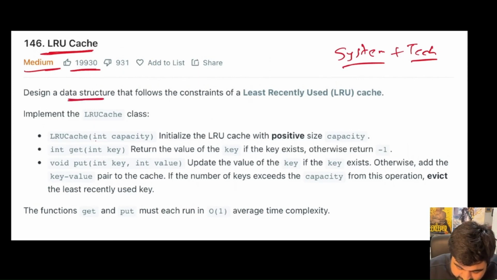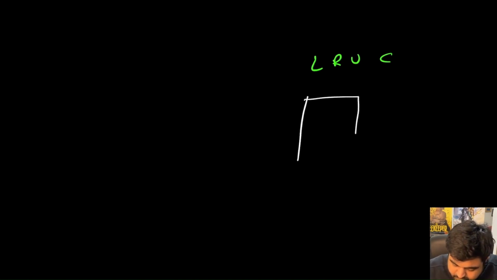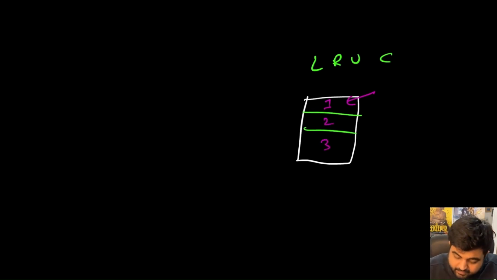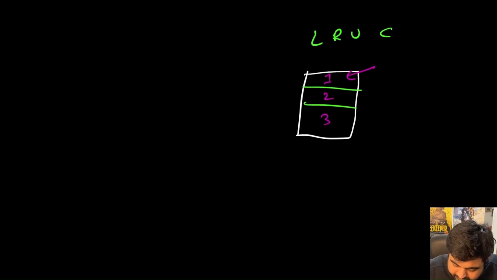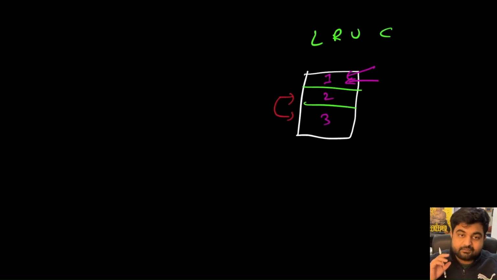Basically, we need to create a data structure that follows the constraint of a least recently used cache. So first let's understand what the constraints are for the least recently used cache. The simple thing is, the purpose of a cache is to store some values. Let's assume that currently we have this cache and we can store 3 values inside it. So the idea is that first I add value number 1, then I add value number 2, and then I add value number 3. Now, value number 1 was the very first value that I entered, so it is the least recently used item in the cache, because relatively number 2 and number 3 have been used after number 1 was used.